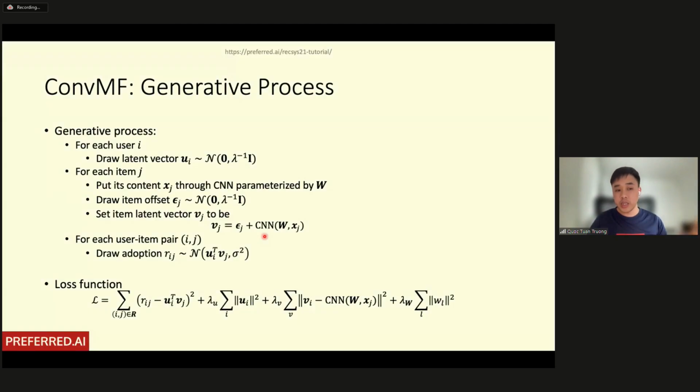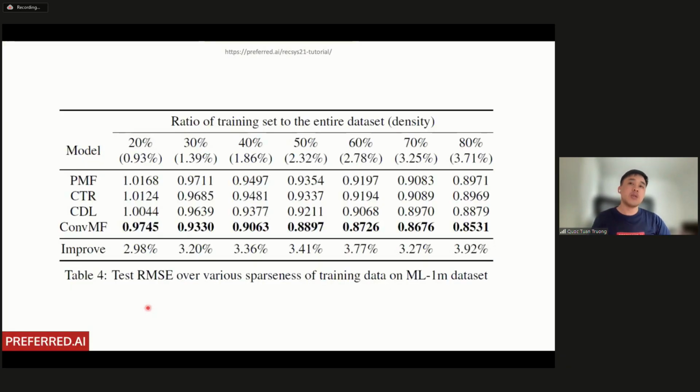And yeah, so the replacement here is to replace the denoising autoencoder in the CDL model by the CNN. Whereas here they're trying to estimate the rating directly. So they focus on the rating prediction problem. And the results in the paper show that this model, ConvMF, can actually reduce the error in estimating the rating values as compared to the two previous models like CDL and CTR.